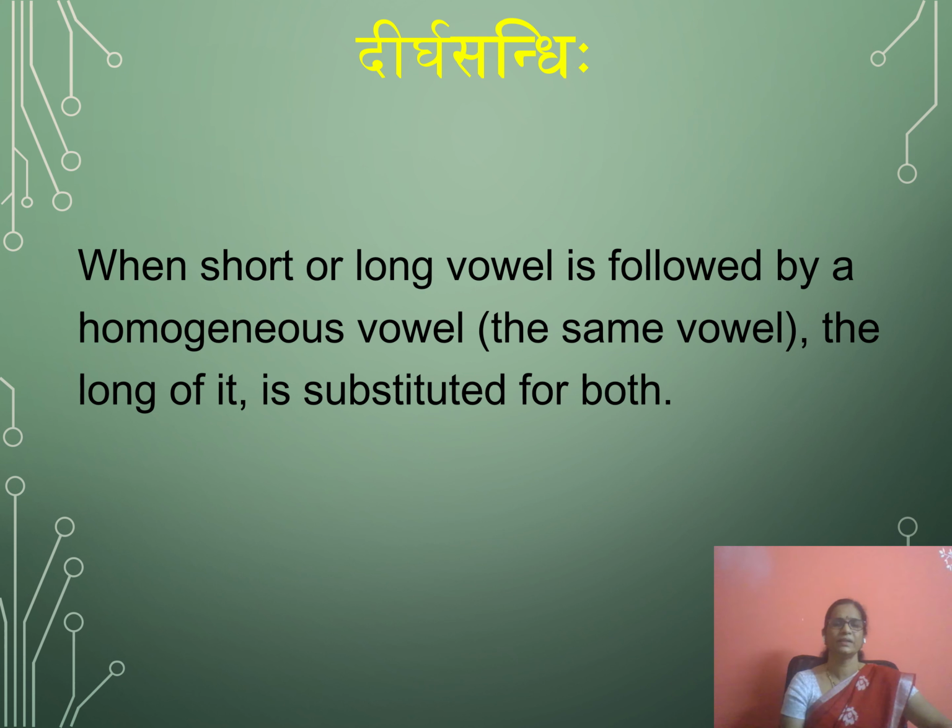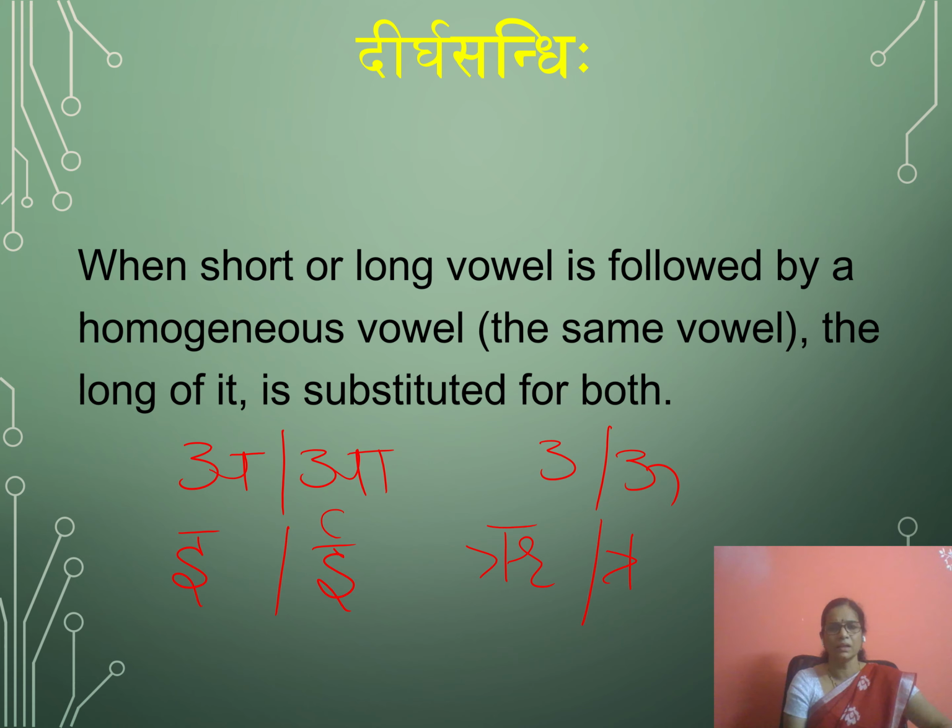Dirgha Sandhi definition: when a short or long vowel is followed by a homogeneous vowel, that means the same vowel, the long of it is substituted for both. In Dirgha Sandhi, we have considered a, i, u, and r. So these four letters we have considered. Here, if the same letter is there on both sides, then it will be substituted by the long vowel of it. I hope you understood Dirgha Sandhi, right?